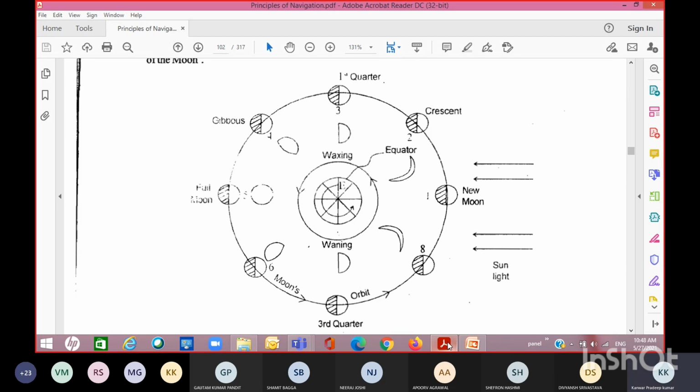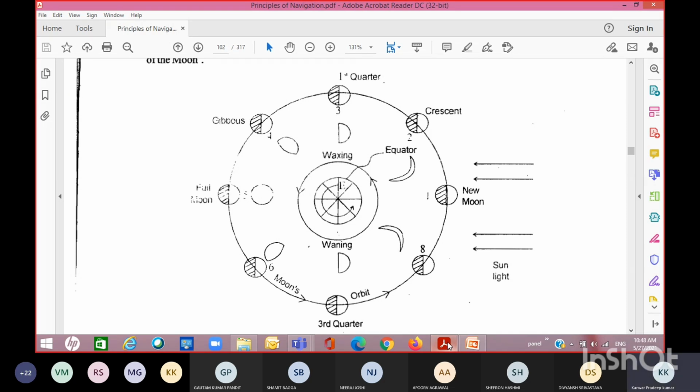When the moon is at the position new moon, then what is happening? In the earlier diagram on the board, we saw that part of the moon is illuminated, but the hemisphere which is facing the Earth, what is happening over there? It is dark. So that is the new moon. Moon is in conjunction.